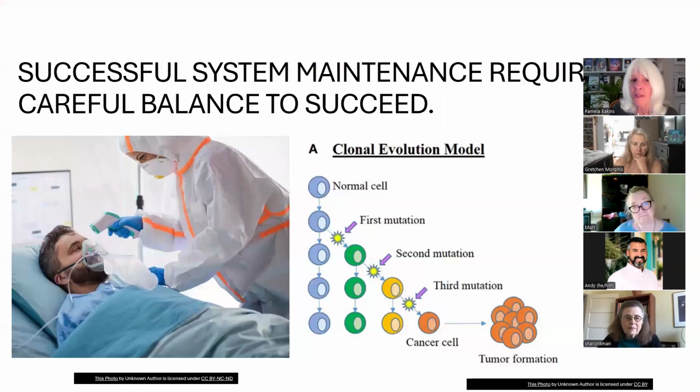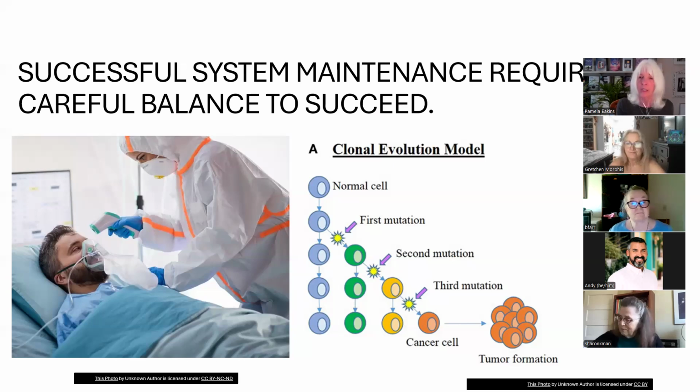Successful system maintenance requires a careful balance to succeed. Because if you have too much of this anabolistic process in your body, that creates cancer. It's too much production. We have to have equal amounts of destruction to take down the multiplying cells. Otherwise, you wind up with too many cells, which creates tumors.